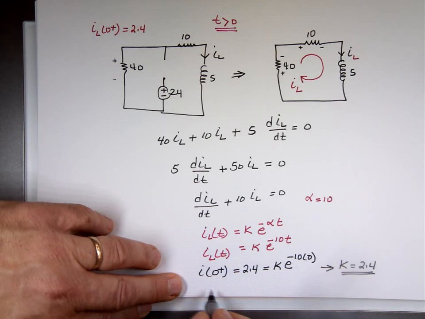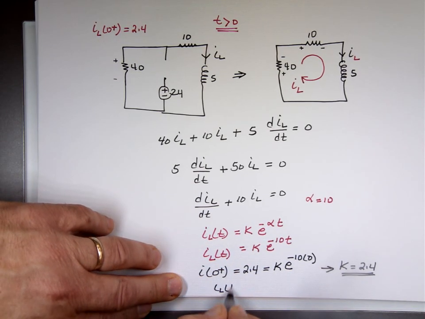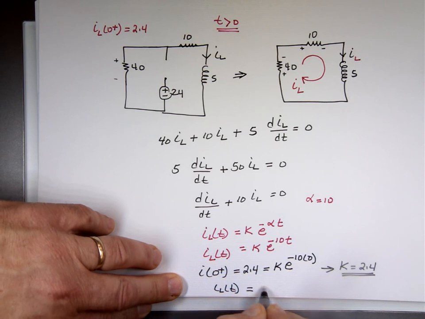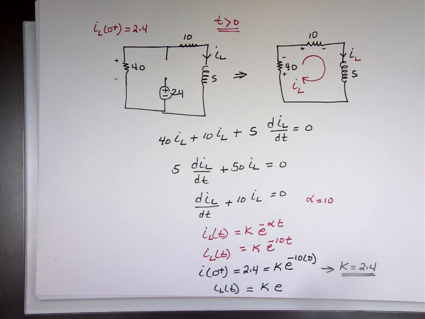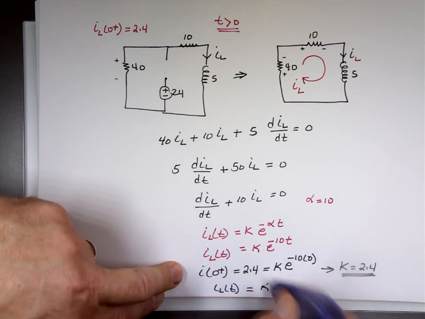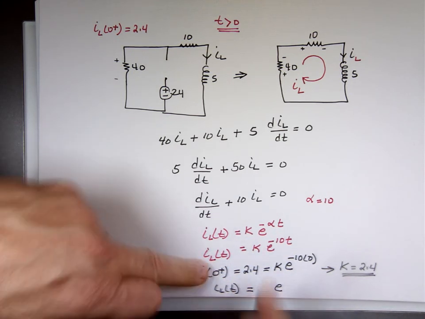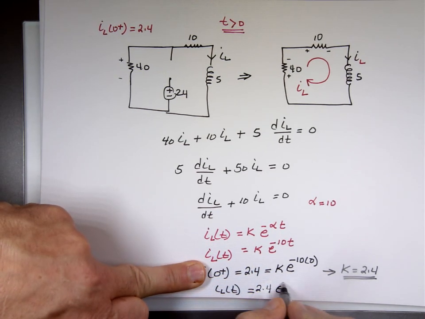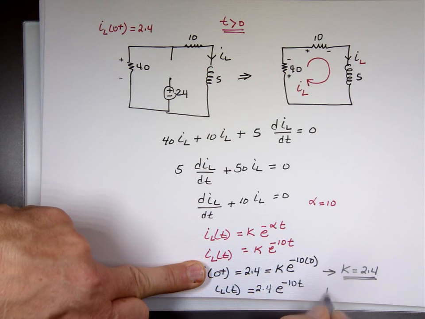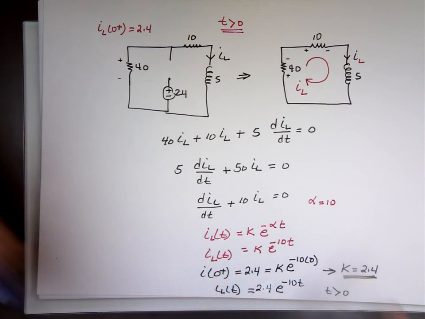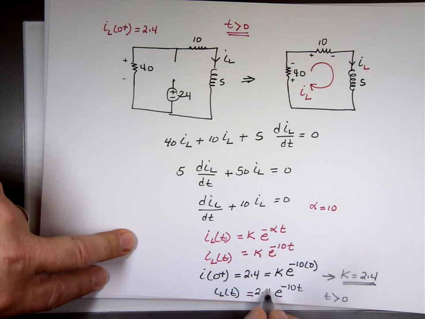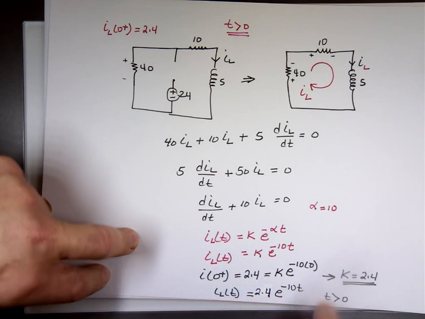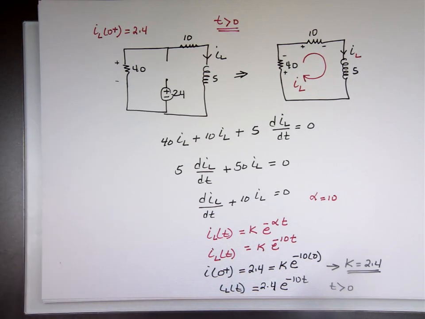So what is the current through the inductor at any given time? It's k e to the power, and we know what k is, 2.4, right? e to the power of negative 10t. That's for t greater than 0. And let's see what the graph of it looks like.